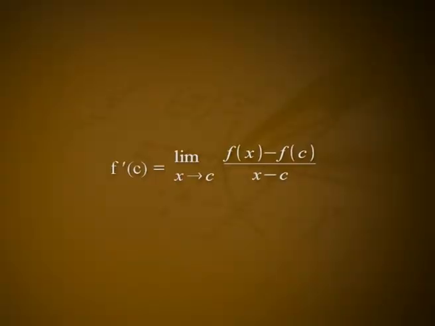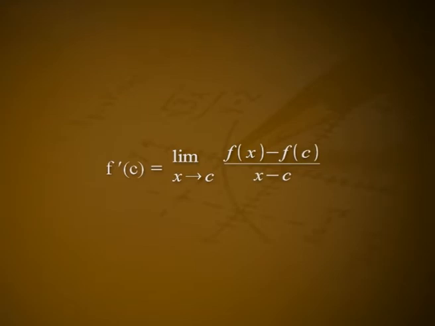Now, we establish a relation between differentiability and continuity. Theorem. If f from I to R has a derivative at c element of I, then f is continuous at c. Proof. Given that the function f has derivative at c element of I, therefore, f prime of c equal to limit x tends to c of (f(x) minus f(c)) by (x minus c) exists.